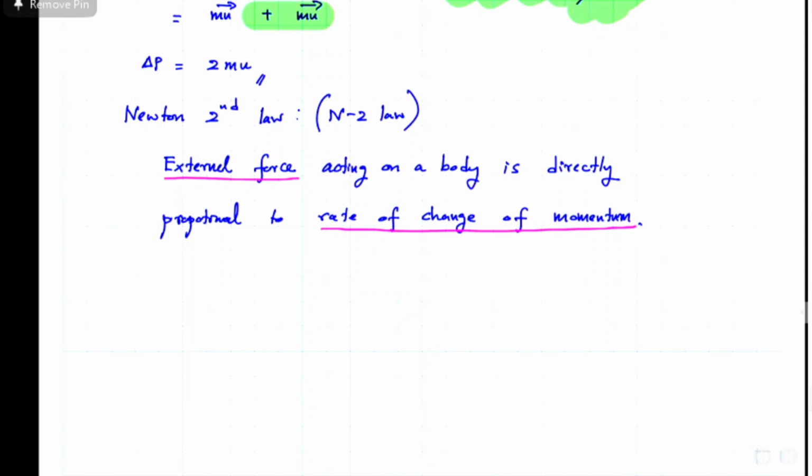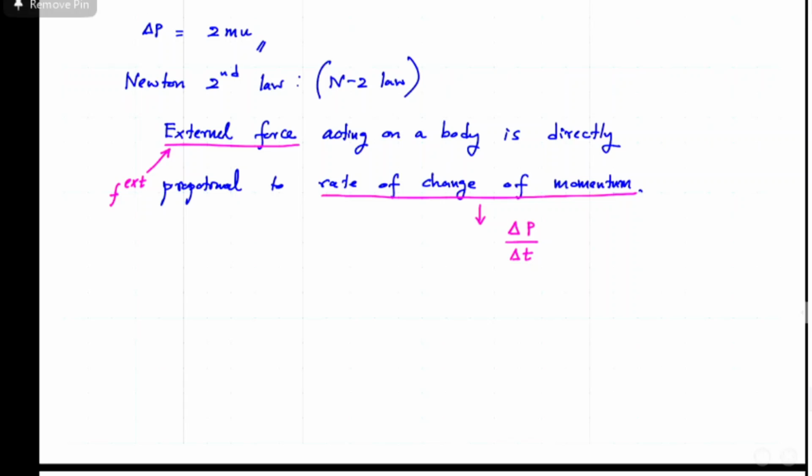Now rate of change of momentum means delta P divided by delta T, right? External force is F ext. This is what Newton said, right? Then what we can do, directly proportional. So F external is directly proportional to delta P divided by delta T, right?